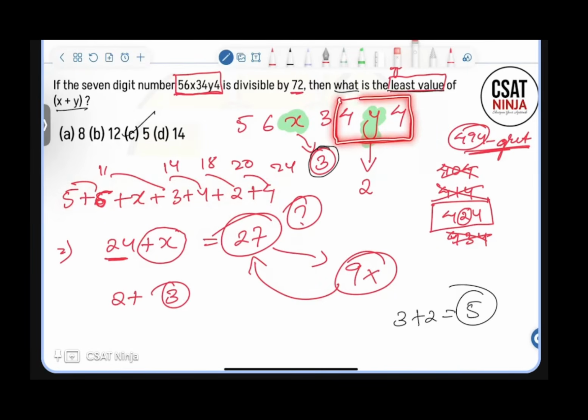You just take the last three terms. You need to check whether these last three terms are divisible by 8 or not. So that's the reason why I'm checking for 4y4. And y, I'm inserting starting with 0, after that 1, after that 2, and after that 3, and so on. So you check until you get a number that is divisible by 8. And since the question says the least value, you will stop at the lowest value there. Okay.